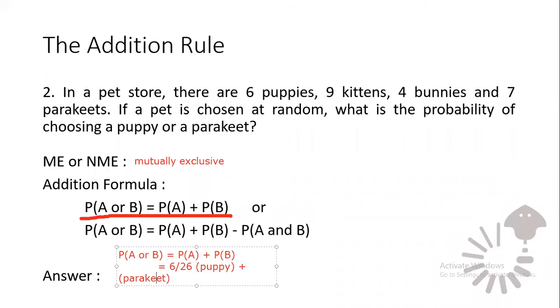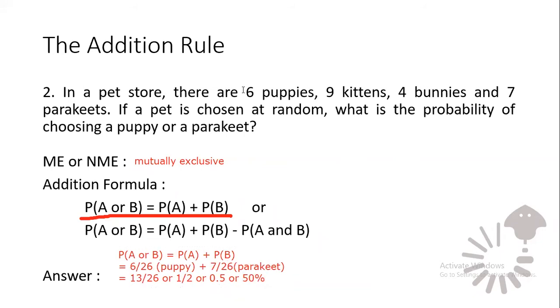So 6/26 chance for puppy, 7/26 chance for parakeet. The chance of getting parakeet or puppy is 13/26. In lowest form, 1/2. 1/2, or in decimal form, 0.5, or percent, 50%. Thank you. So any of these are accepted: fraction form, decimal form, percent form.